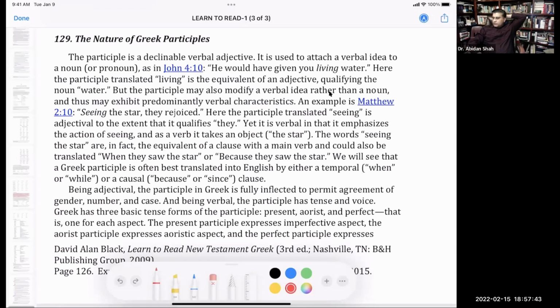But the participle may also modify a verbal idea rather than a noun. For example, Matthew 2:10, "Seeing the star, they rejoiced." Seeing the star. That also functions as a participle, because here the participle translated seeing is adjectival to the extent that it qualifies they. Who is seeing? They are seeing. What are they doing? Seeing. So that's a participle.